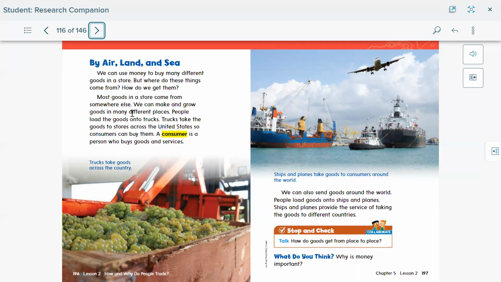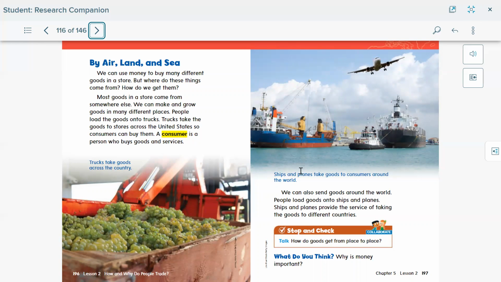A consumer is a person who buys goods and services. So you and me are consumers. When you go buy from the stores, you are a consumer, you buy goods from the store. When you go to the barber shop and cut your hair, you pay for the service. So you buy a service.